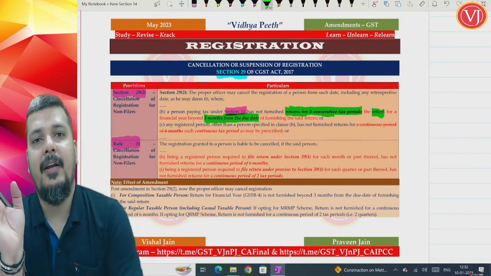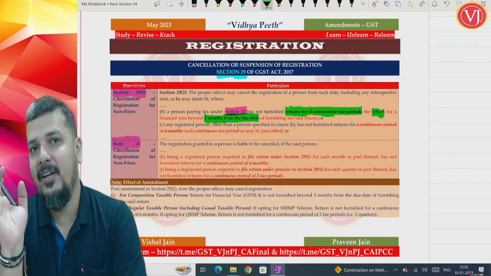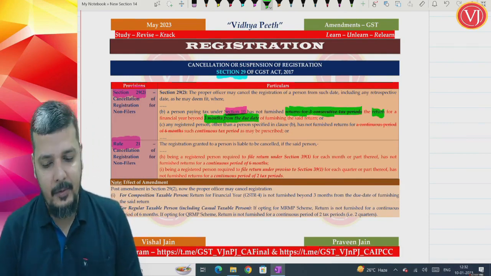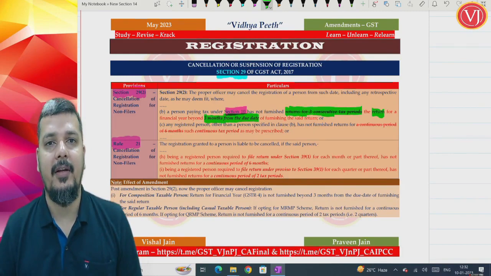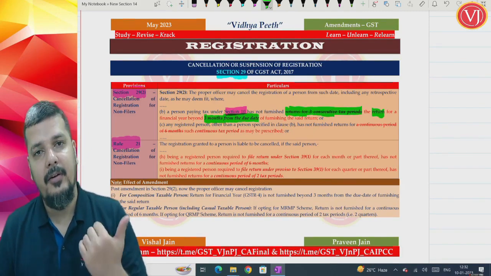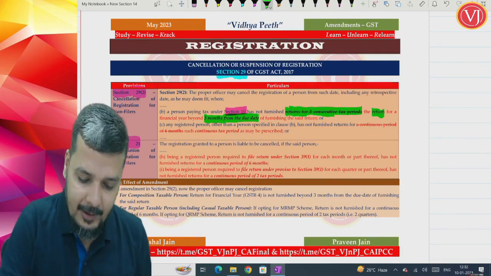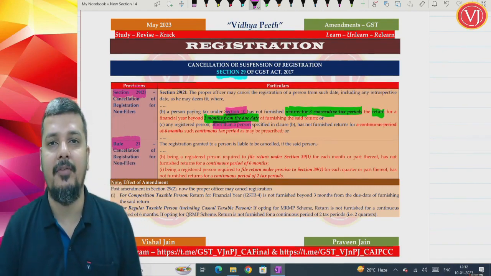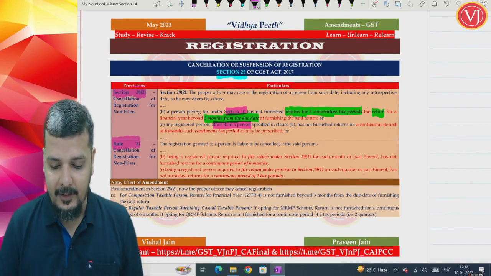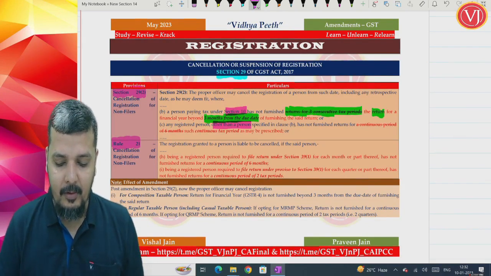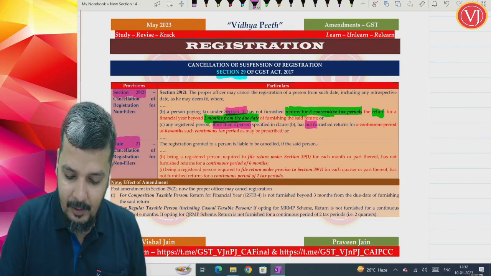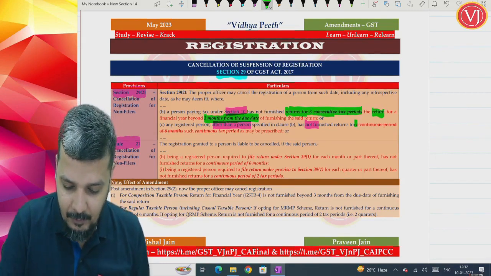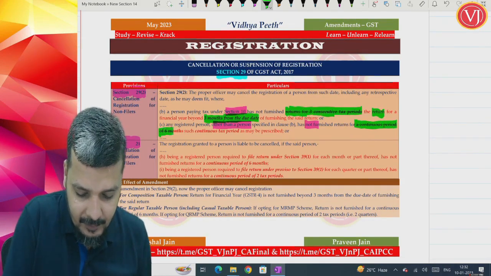So that's the due date of filing your GSTR 4, which is 30th of April of the next financial year. After that due date, if you are not filing your return for the next 3 months, then you are a non-filer, and your registration may be cancelled. For others, meaning other than a composition taxable person, you're talking about a scenario where you're not filing your return. Previously, the point was you're not filing your return for a continuous period of 6 months.